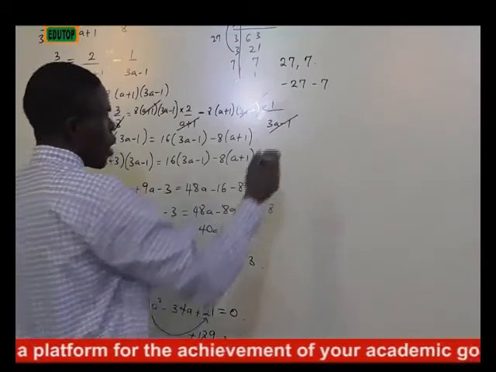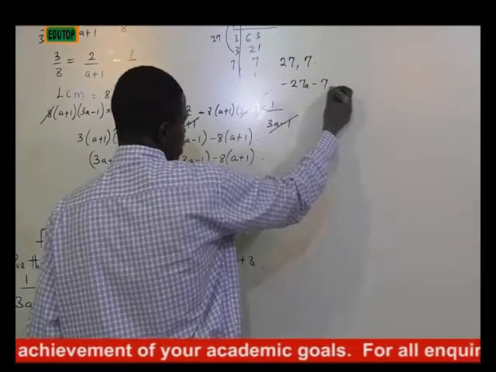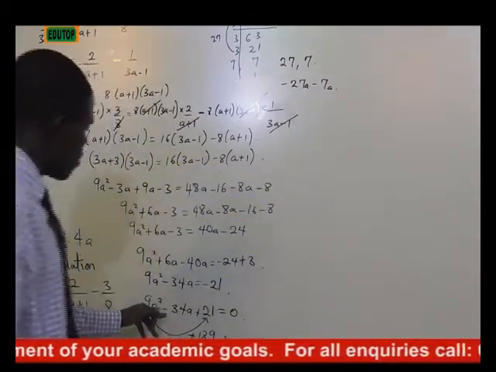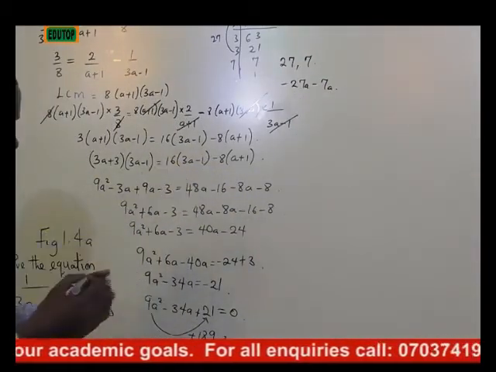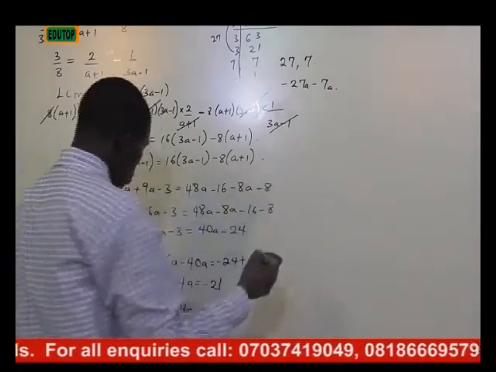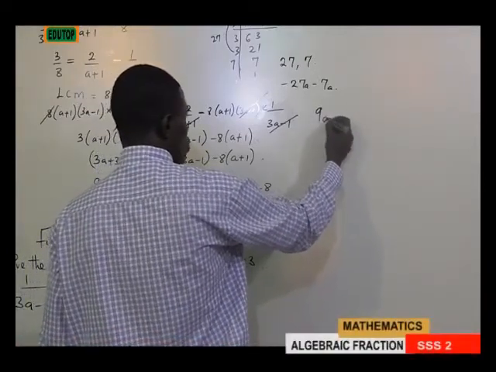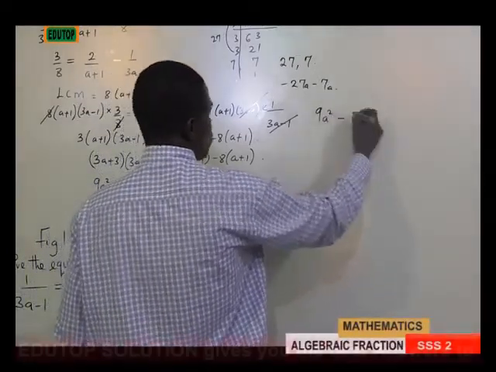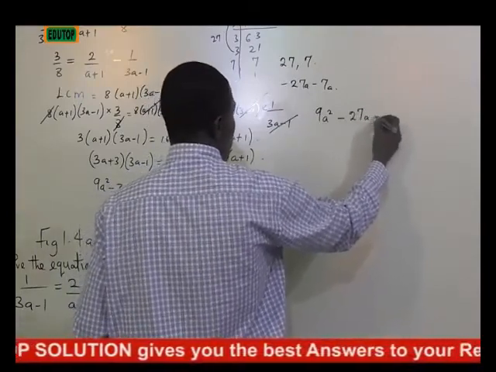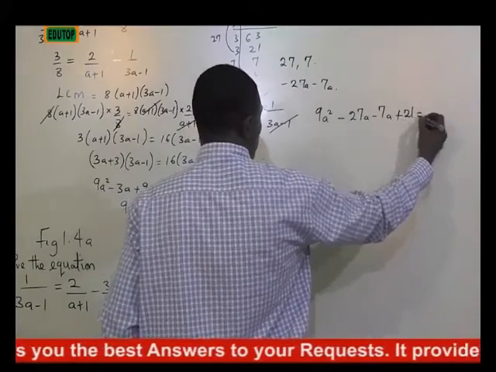And in doing so, all I just need to do, since a is the dominant variable here, I will just add a to it. So anywhere I see minus 34a, I will replace it with minus 27a minus 7a. So in doing so, I will rewrite this quadratic equation that I have, which is 9a squared minus 27a minus 7a plus 21 equal to 0.